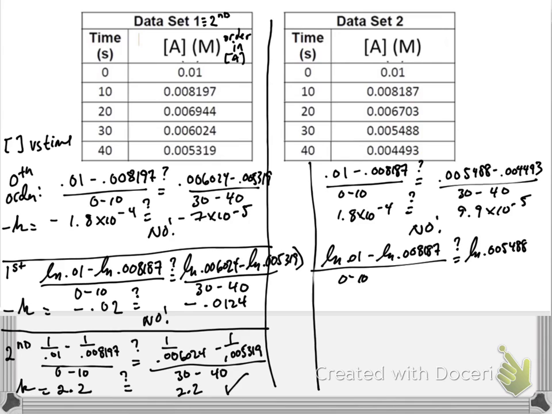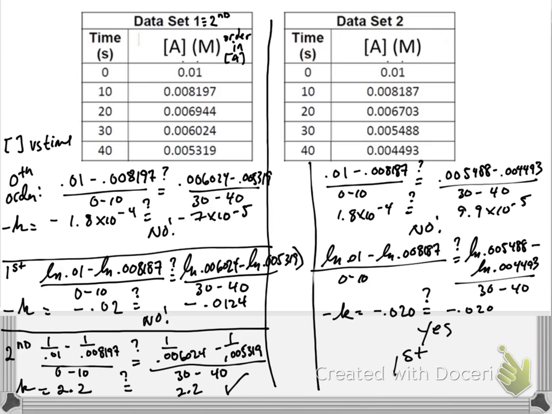And we take the ln of both sides and compare. Sorry, I ran out of room there. We see that yes, the slope is the same. And so the data set 2 is first order. So data set 2 is first order. Data set 1 is second order in A.